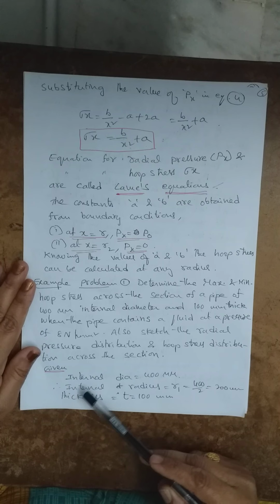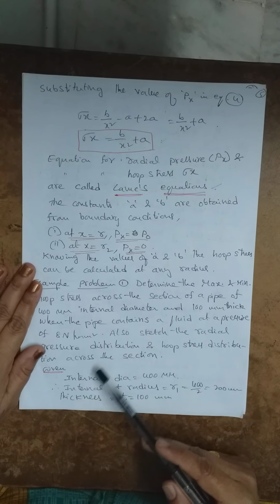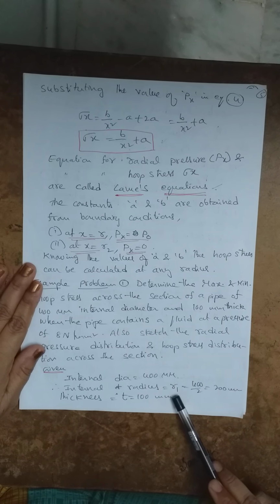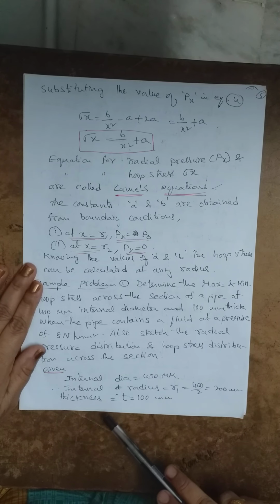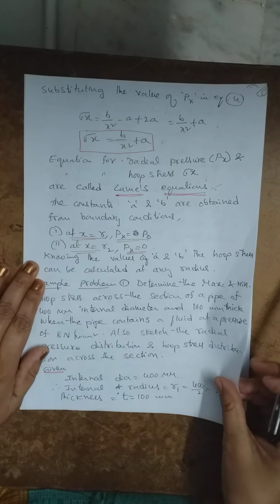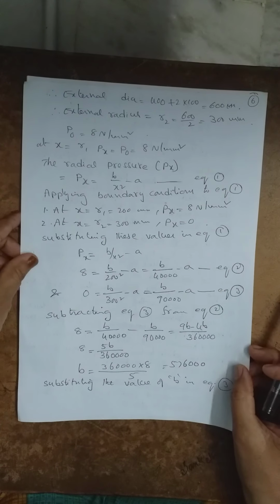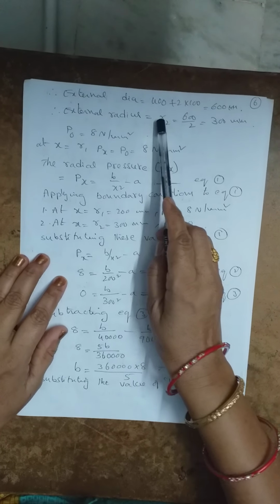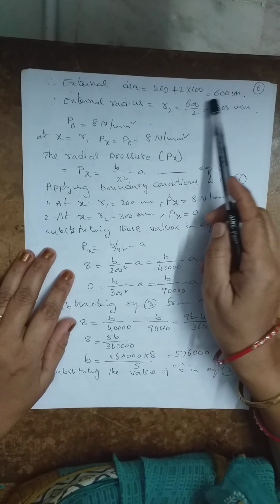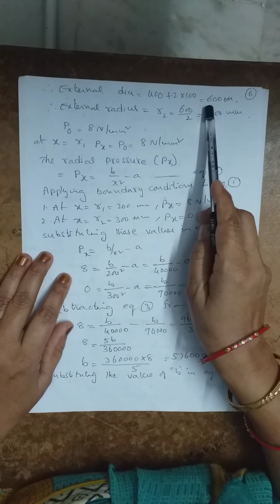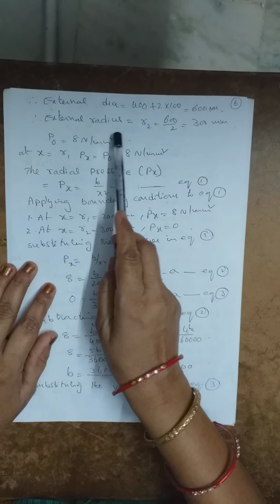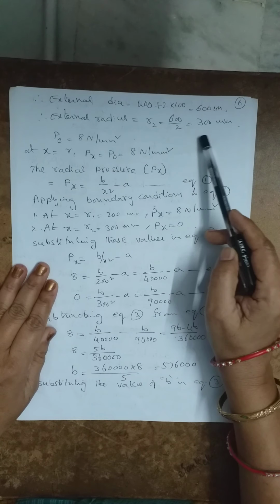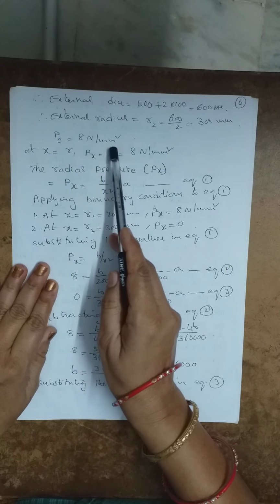The things given in the question are: internal diameter is 400 mm, so internal radius r1 is 400 by 2, that is 200 mm. Thickness is given as 100 mm, so the external diameter is 400 plus 2 into 100, which comes to 600 mm, and the external radius is 600 by 2, 300 mm. And PO is 8 newtons per square mm.